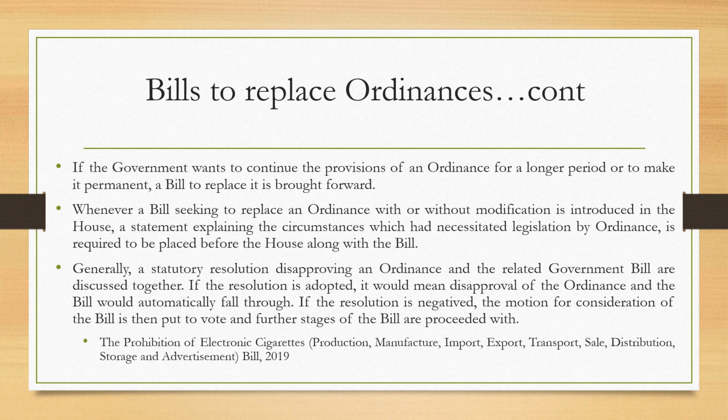Generally, a statutory resolution disapproving an ordinance and the related government bill are discussed together. If the resolution is adopted, it would mean disapproval of the ordinance and the bill would automatically fall through. If the resolution is negatived, the motion for consideration of the bill is then put to the vote and further stages of the bill are proceeded with. And in case you wish to see a recent ordinance in this regard, you can find the Prohibition of Electronic Cigarettes (Production, Manufacture, Import, Export, Transport, Sale, Distribution, Storage and Advertisement) Bill, 2019. I mean, you can criticize the very nomenclature, too big, too large, as such.